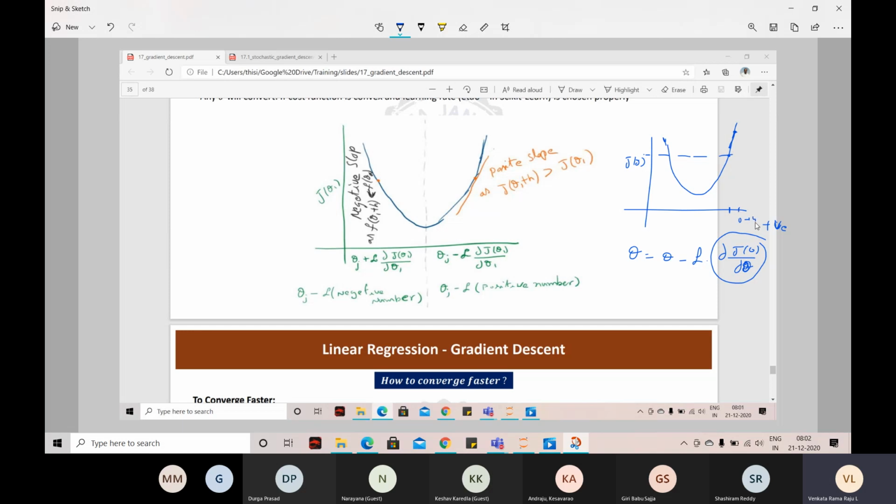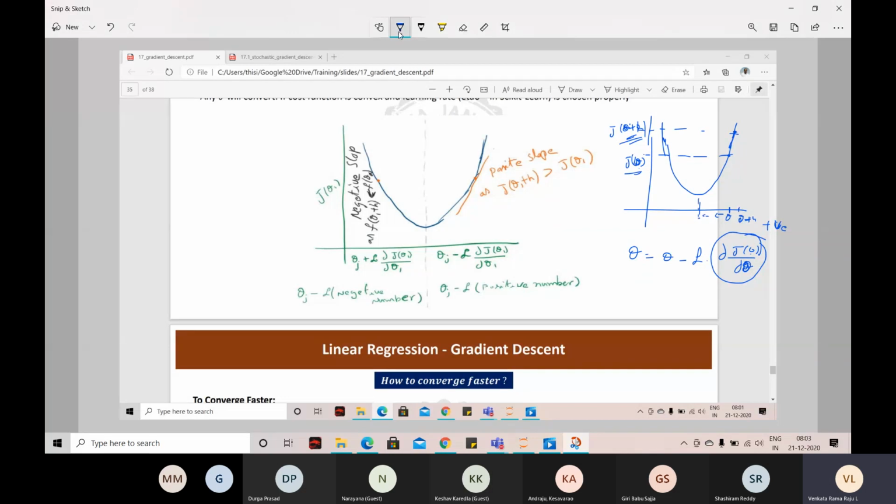Theta plus h is a small number, and j of theta plus h is somewhere here. Clearly, we can see that j of theta plus h is greater than j of theta. So this is going to be positive, and then it is going to subtract, and the next theta is going to move towards the global minimum.